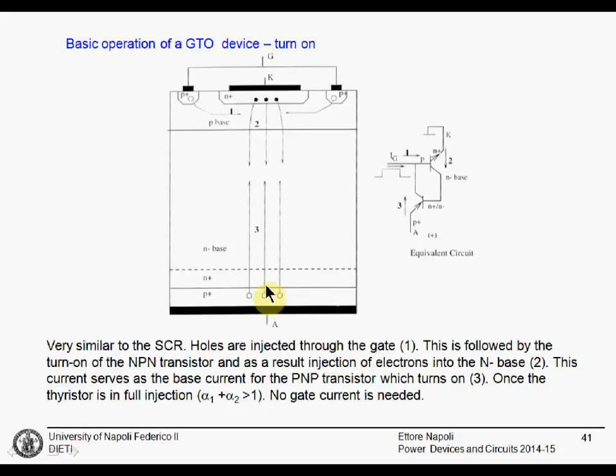These holes arrive here and they work like base current for this NPN transistor. Here in this schematic view you can see one hole here that causes 3 holes coming from here, meaning that there is a gain. When the latching state is established, alpha 1 plus alpha 2 higher than 1, there is no need of gate current to keep the current flowing.